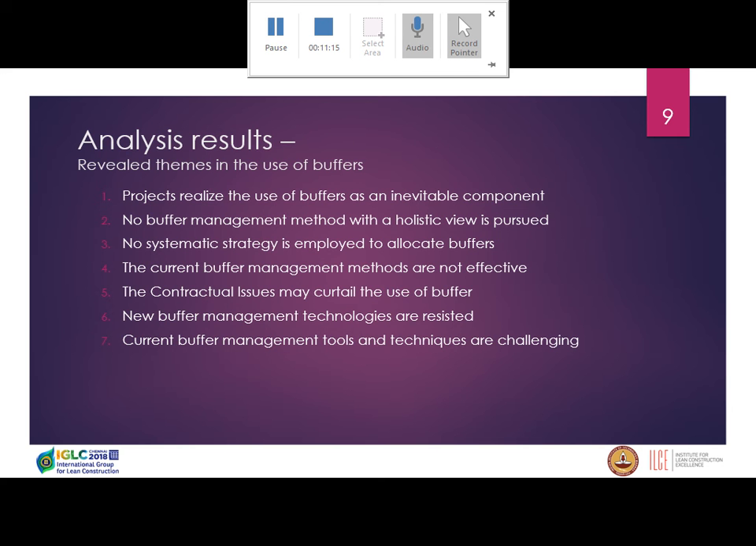The sixth theme: new buffer management technologies are resisted. Interestingly, 25% of the interviewees stated they are not interested in using new technology. One of the project managers said he would prefer to spend the extra money on bringing in an experienced person instead of using a new technology. And the final theme we found was that current buffer management tools and techniques are challenging. The challenges could be divided into two levels: organizational level and personal level. You can find the details within the paper.